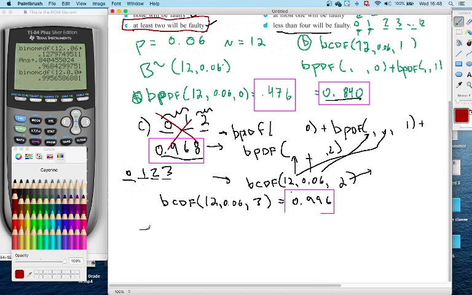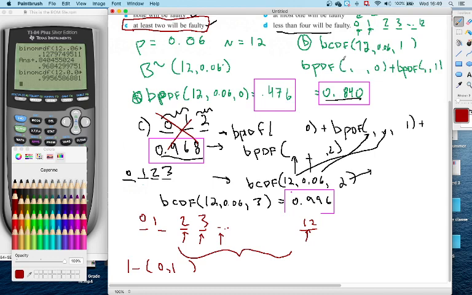So if we want at least 2, right, that means 0, 1, 2, 3, up to 12. We need 2, 3, 4, and added all these ones up to 12, the probabilities of these working together here. So the easiest thing to do is go 1 minus the probabilities at 0 and 1, okay? And the good thing is that we already have 0 and 1 in the previous question, right? In part B, we needed to know 0 and 1. So I should just go 1 minus this 0.840 number.